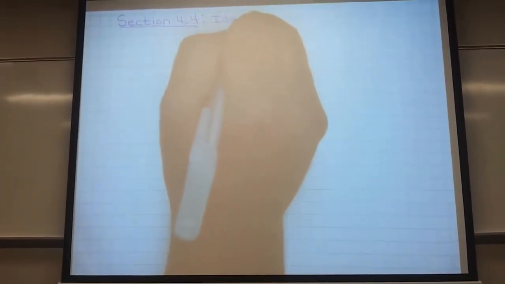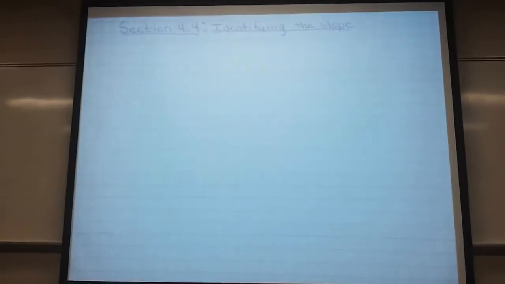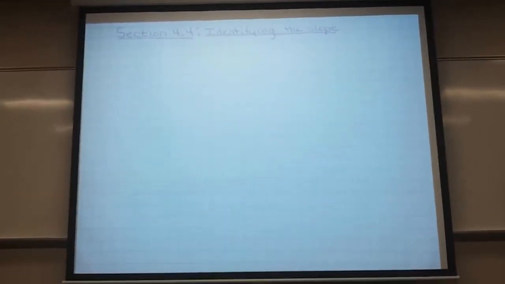I'm going to call this identifying the slope. Page 13? Identifying the slope. Remember, this is the last piece of new material before the next test. It's a very short test.